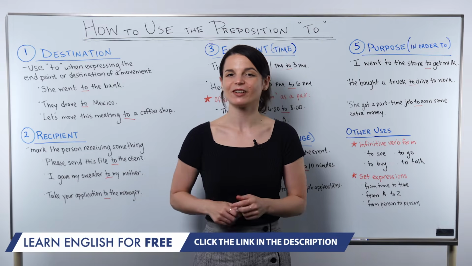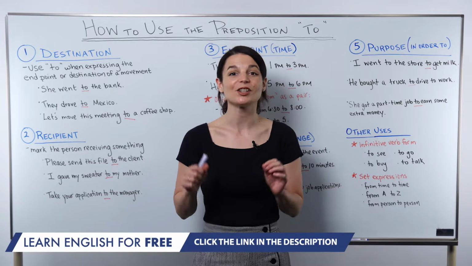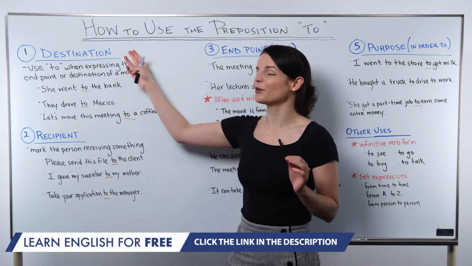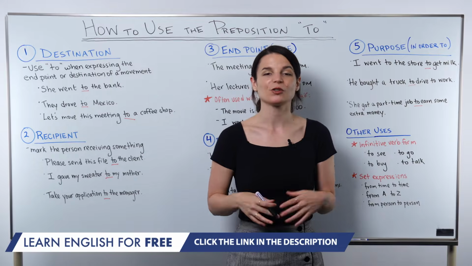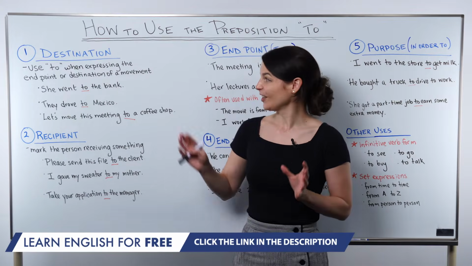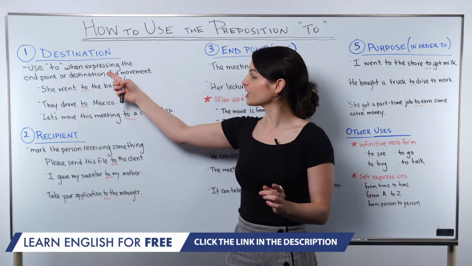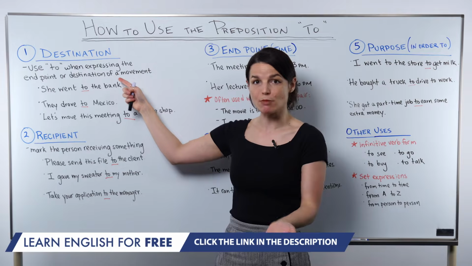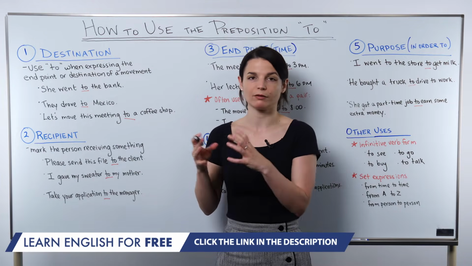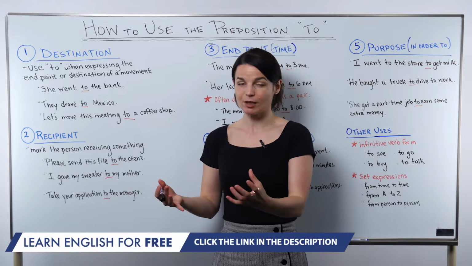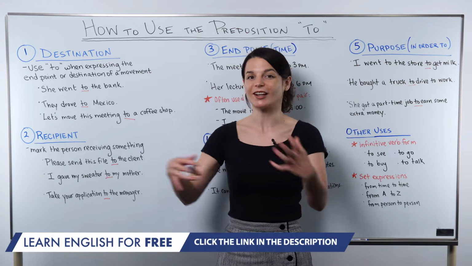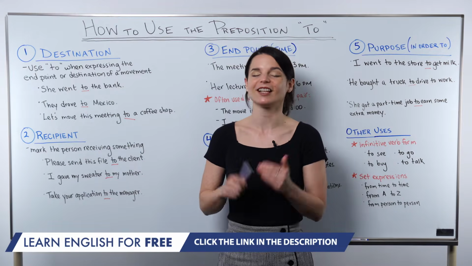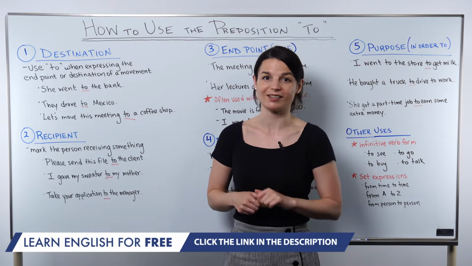In this video, I'm going to look at how to use the preposition to. Let's get started. Okay, first I want to talk about using the preposition to express a destination. So we use to when expressing the end point or the destination of a movement. So we can use this form of to when we talk about our travel experiences or just when we are talking about moving inside a room, moving inside our community, and so on. So let's take a look at how we use to in this situation.